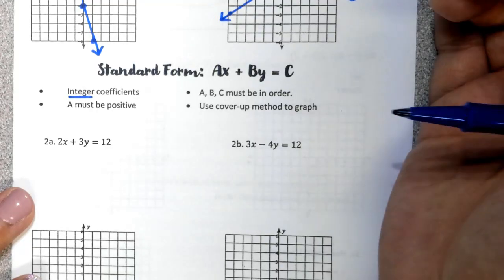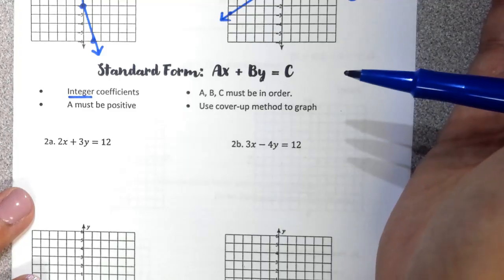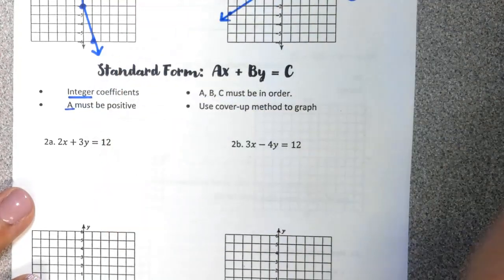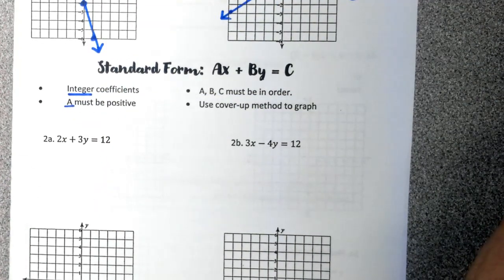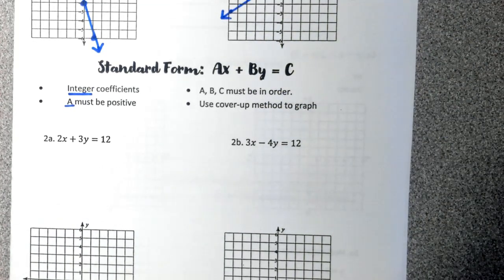A must be a whole number. So you should not have fractions. You should not have decimals. A must be positive. You need to have it in this order, A, B, C. And we're going to use something called the cover-up method.